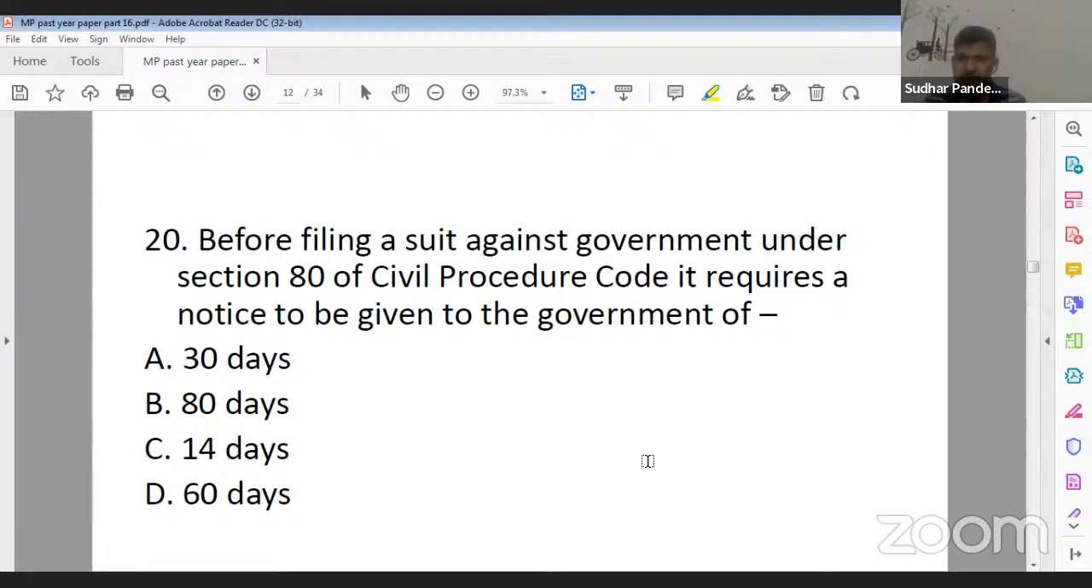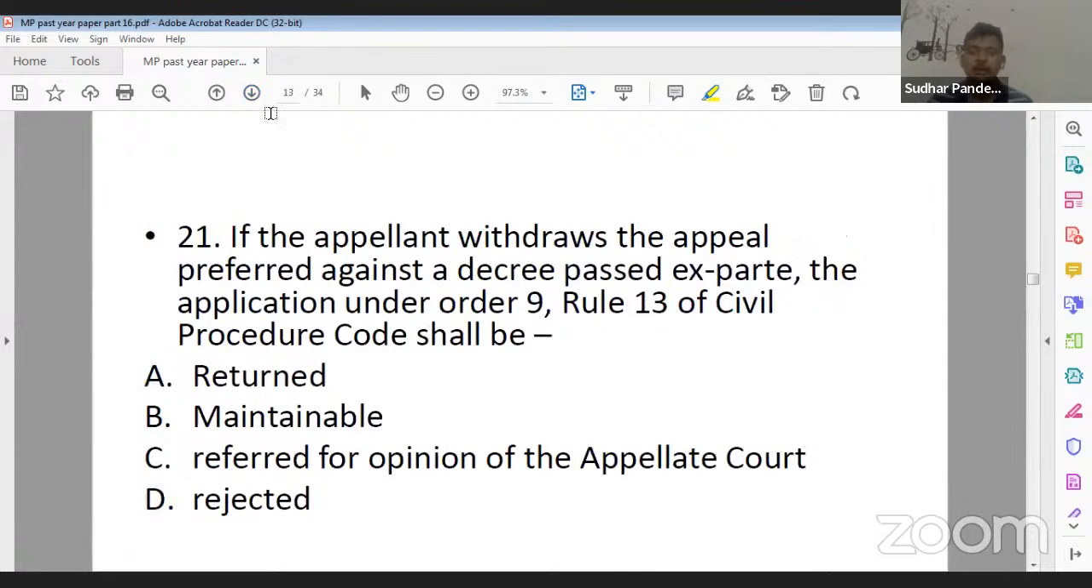Before filing a suit against the government under section 80 of C.P.C, it requires a notice to be given to the government of option A 30 days, option B 80 days, option C 14 days, and option D 60 days. What should be the correct answer? Yes, Varunji, 20 D is the correct answer, that is 60 days. So 60 days notice has to be given when a particular suit is going to be filed against the government. Yes, Shreyji, 20 D is the correct answer.